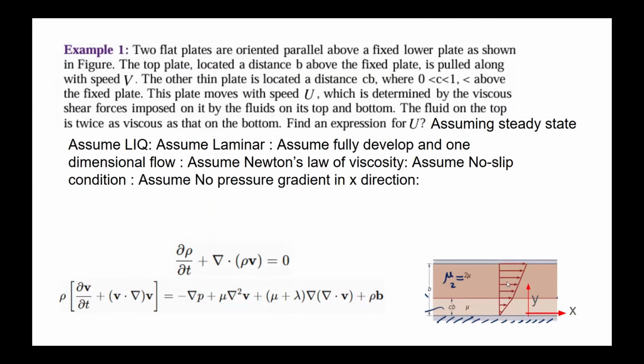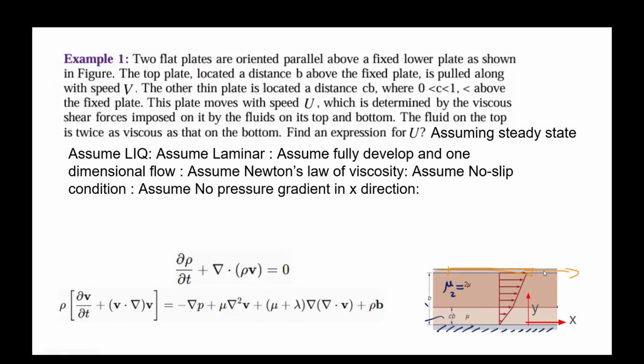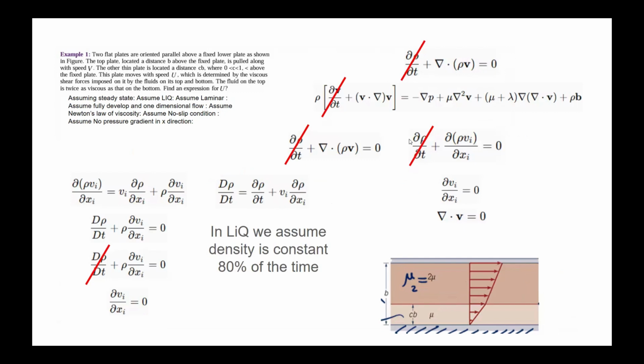Over here is more interesting. Here's the question. Basically, this is moving over here. This is the question you were trying to figure out last time, why is this linear over here, and it's actually two different fluids, so it's a little bit harder than what I proposed earlier. But there's a bunch of assumptions. Assume laminar, assume fully developed and one dimensional, assume Newtonian laws of viscosity, assume no condition, assume no gradient in the x direction. As you can see, steady state cancels a lot of it.